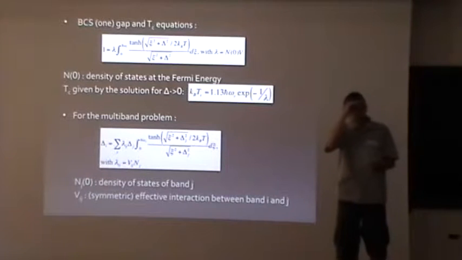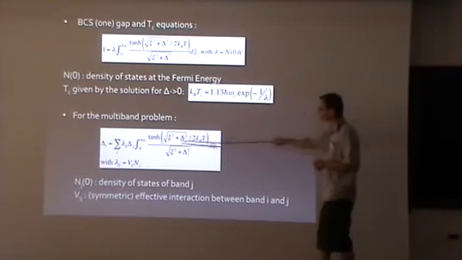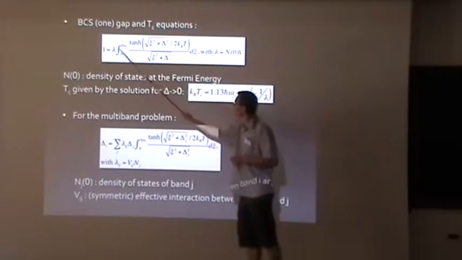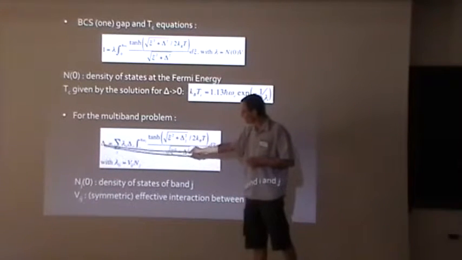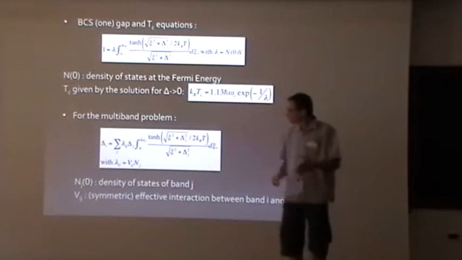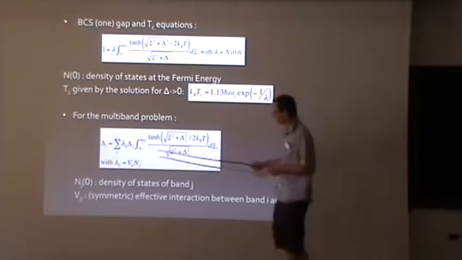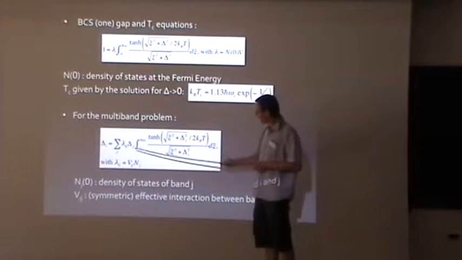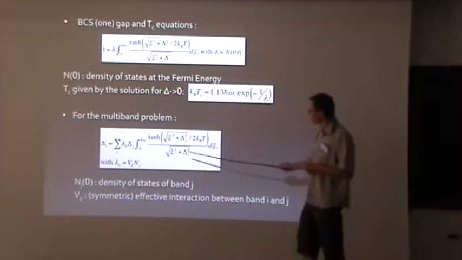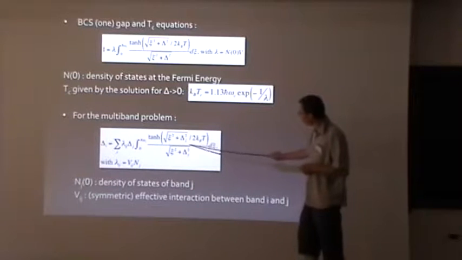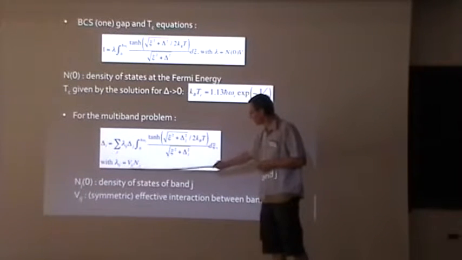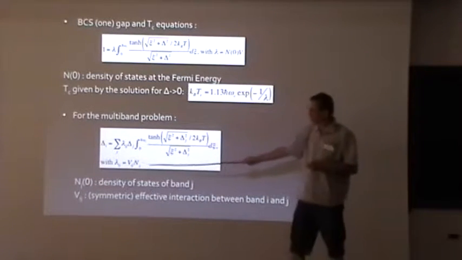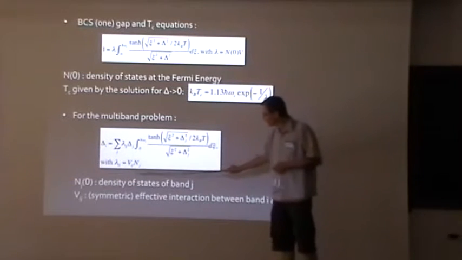For the multiband problem that you had before, it's exactly the same equation. You multiply on both sides by delta, by the gap, and it's a matrix equation. So you have two gaps for two bands, in this case for two bands. If you have more bands, you can generalize straightforwardly. And essentially, you recover here the gaps for two bands. And these coupling constants are the product of this V_SS, V_DD, or V_SD that you had before, the interband coupling, times the density of state of the final state.